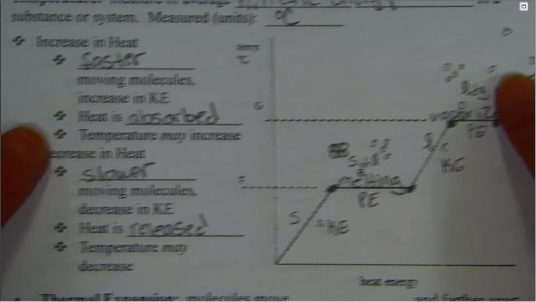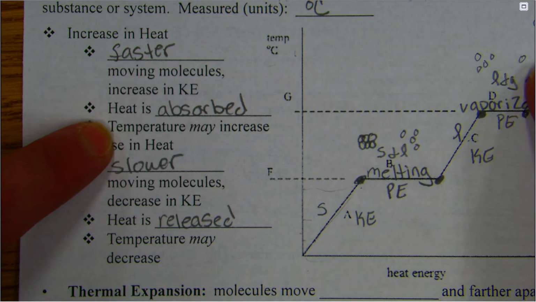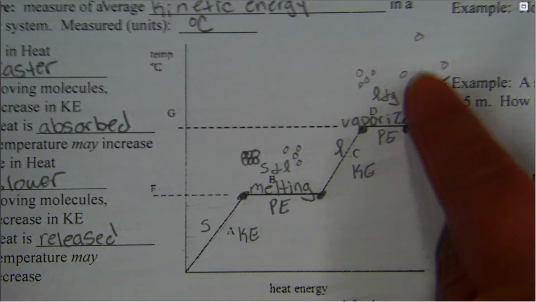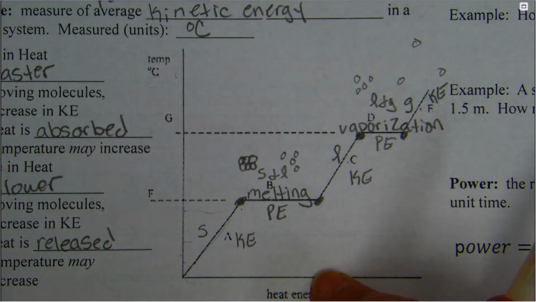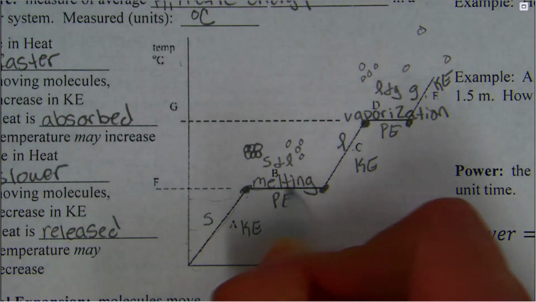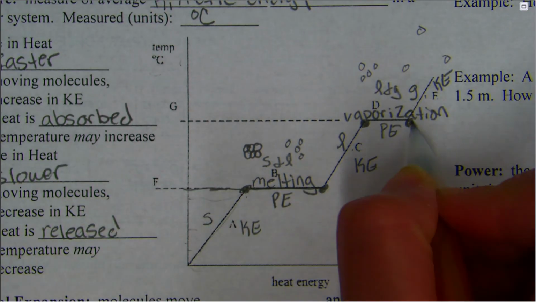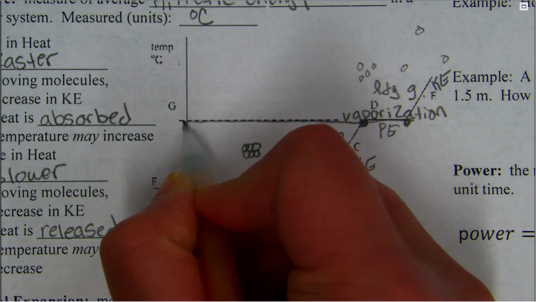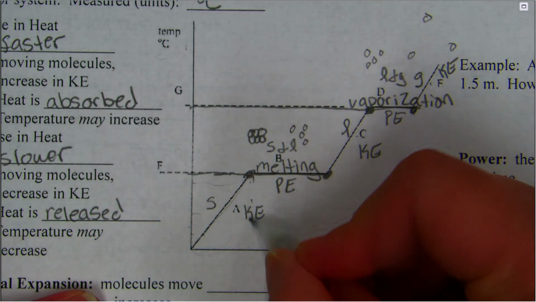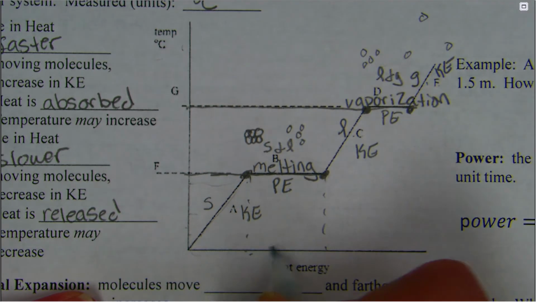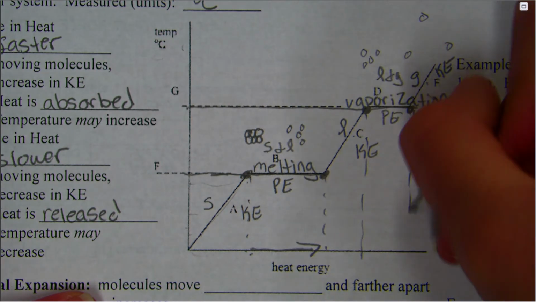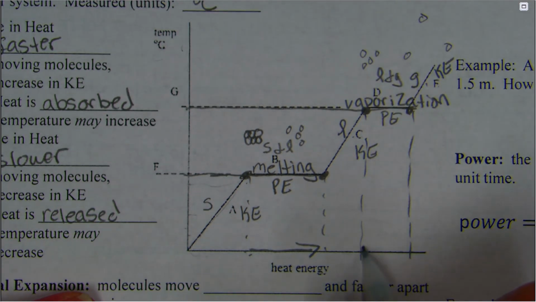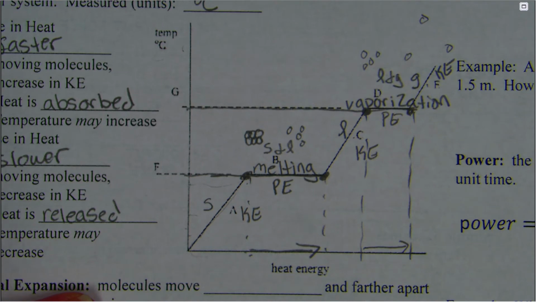Now, over here, we said temperature may or may not increase in a heating curve. So when we look at this heating curve, at what 2 points does temperature not change? Melting has the same temperature, and vaporization has the same temperature. However, melting does have an increase in heat energy, and vaporization also has an increase in heat energy.